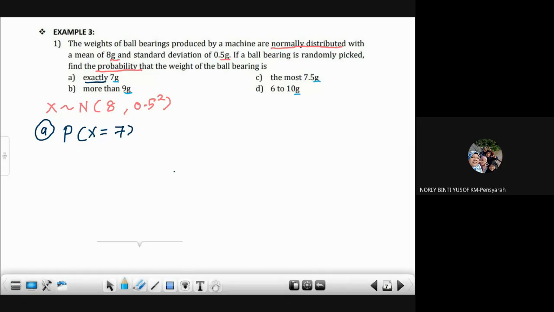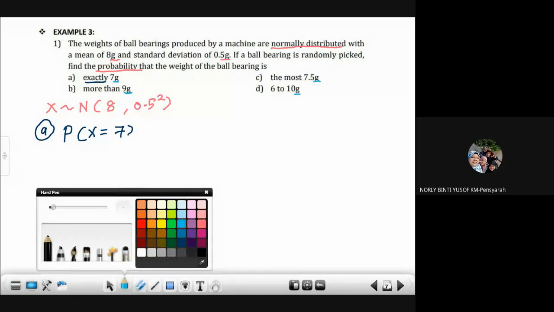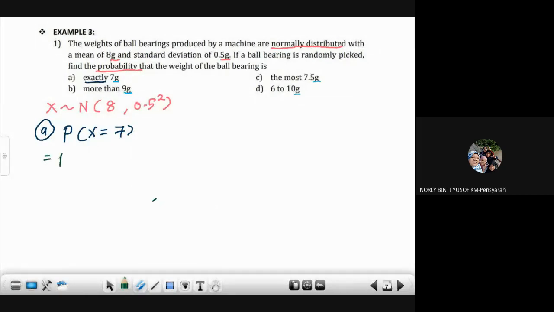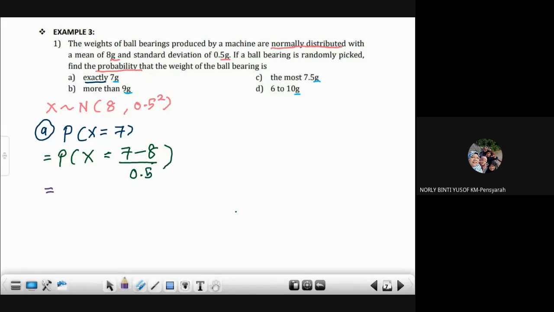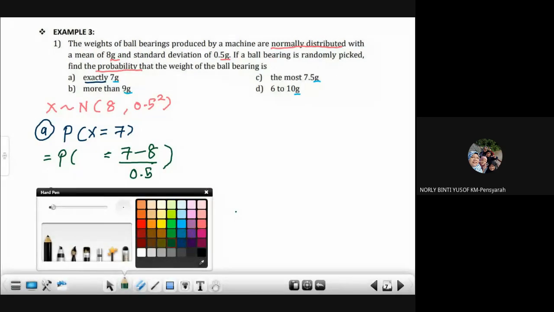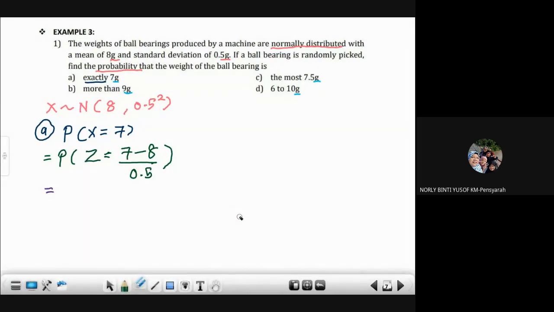Okay, so exactly 7. So exactly 7 sama, kita akan standardize score Z kita. So 7 minus 8 over 0.5. So you calculate, not X, Z. Bila dah standardize, score dia jadi Z. Ini sama dengan lah. Okay. Then bila you dah standardize, you simplify. You will get Z equals to negative 2.